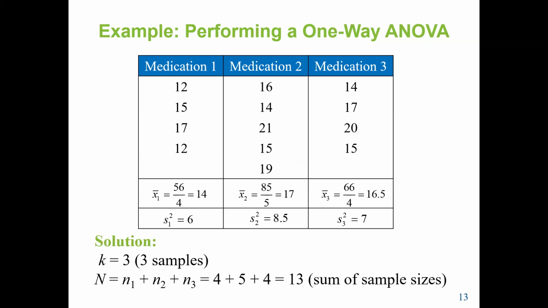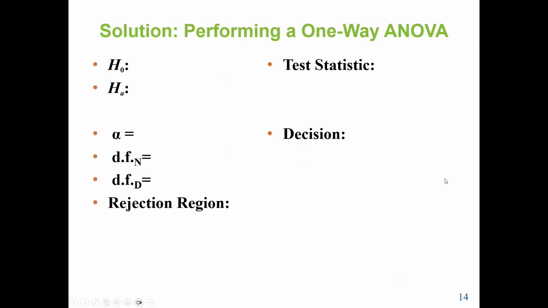So, solution. First, we know k is 3 because we have only 3 samples. So N, which is the sample size of all the samples combined, will be N1 plus N2 plus N3, which gives us 4, 5, and 4. So that will give us 13. So 13 is the sum of all the sample sizes. Now we can perform the one-way ANOVA.